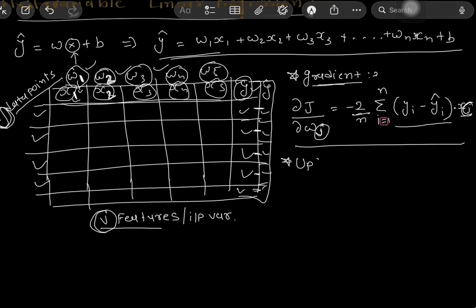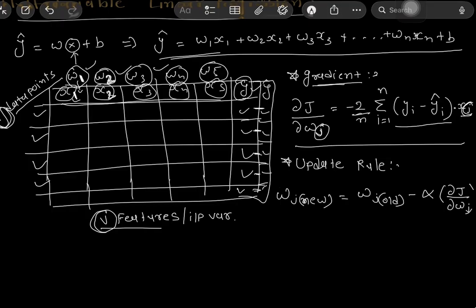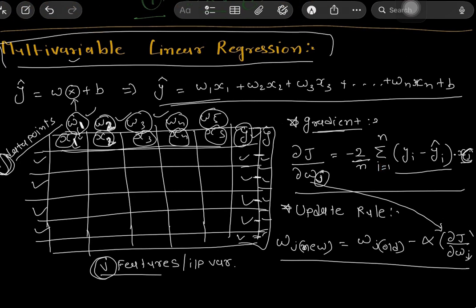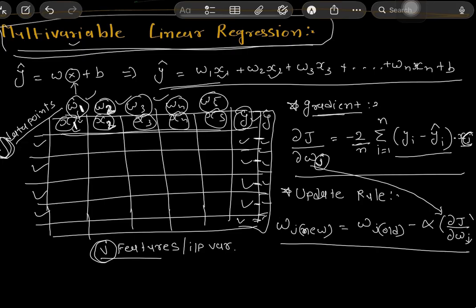So next will be the update rule. For the update rule, we have our equation, which is wj new is equal to wj old minus alpha into del J by del wj. This last term is nothing but what we calculated earlier for the gradient. So this is how we have our update rule for our multiple variable linear regression. This way we can have our weights calculated for each of our input variables, and based on that we can find our y hat. So this was the equation for multivariable linear regression.